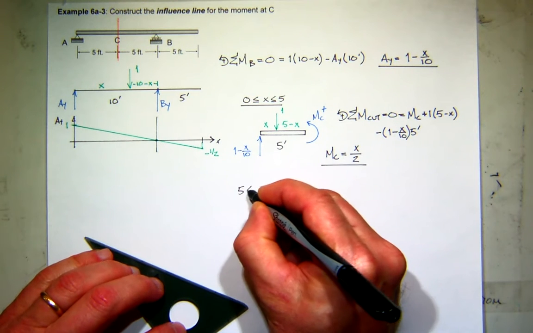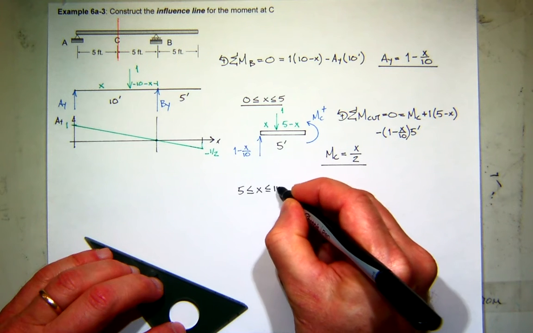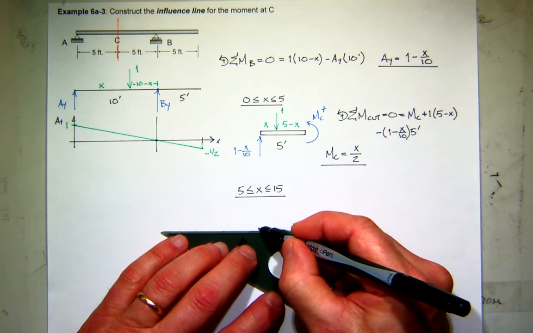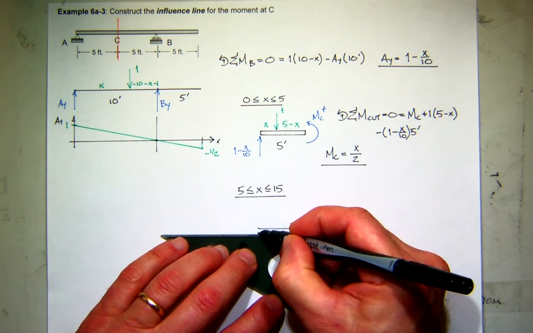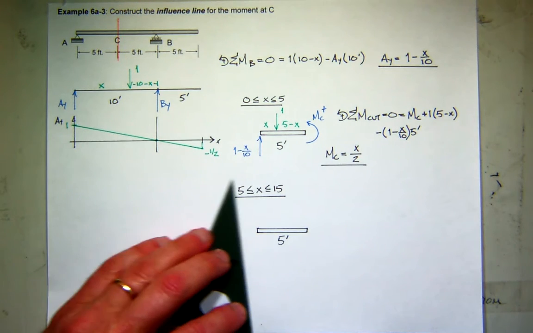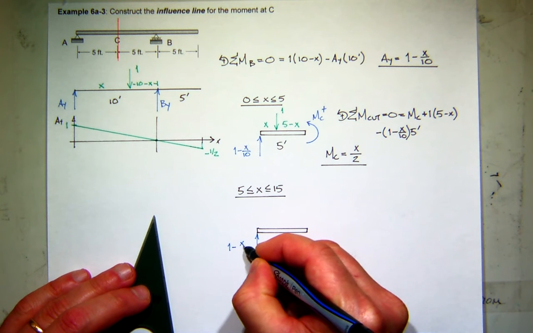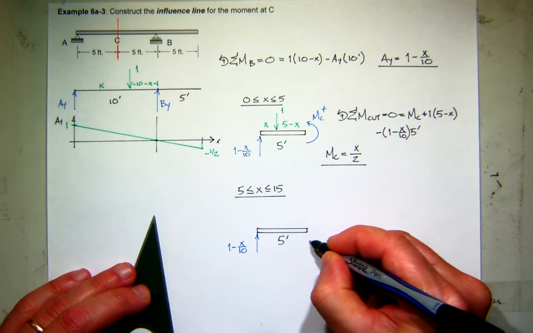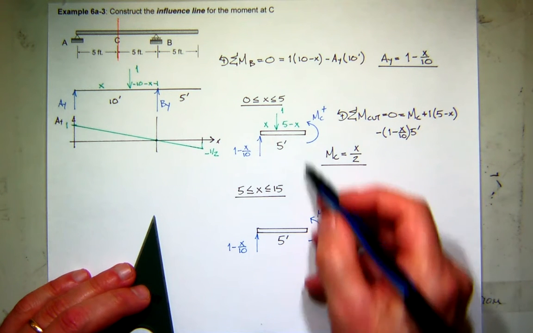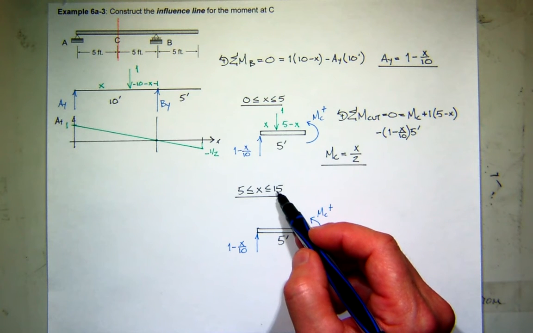This time between 5 and 15. That's the position of the unit load. Our free body diagram is identical. It's still 5 feet. We're still looking at the left side. The reaction at A is still 1 minus x over 10. The internal moment is still considered positive, except there is no unit load. Why? Because it's between 5 and 15.